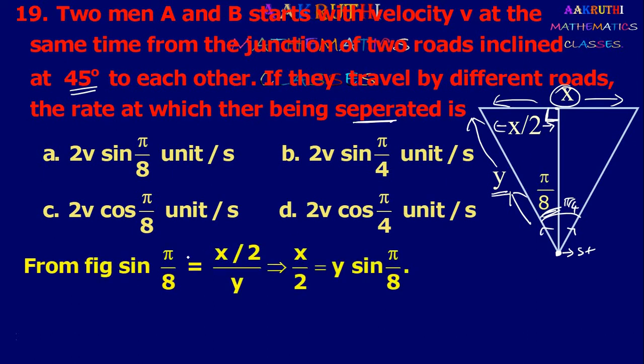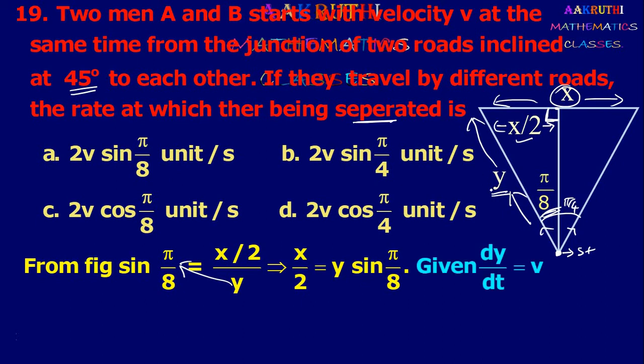Here we have angle 90 degree, and here we have angle pi by 8. So in this triangle we can write sine pi by 8, that is sine theta is opposite side over hypotenuse. It is x by 2 divided by hypotenuse, which is y. So sine pi by 8 can be written as x by 2 divided by y, and taking y to the other side, we can write x by 2 equal to y into sine pi by 8. So this is the relation between x and y.